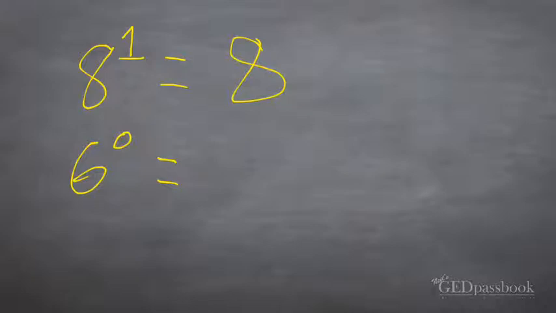Anything to the power of 0. What do you think it is? It doesn't matter if it's 6. It doesn't matter if it's 5 billion. Anything to the power of 0 is what? If you guys had to guess, all 2 of you, what do you think it is? 0. Okay, what do you think it is? 0. Okay. Anything to the power of 0, have this in your head or write it down, is 1.